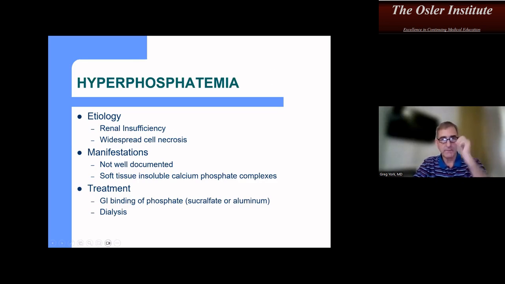Hyperphosphatemia. Couple etiologies here: renal insufficiency, widespread cell necrosis, like tumor necrosis. The manifestations aren't well documented, but we'll talk a little bit about what we can see in particular for hyperphosphatemia. Treatment is binding phosphate, if necessary, or dialysis.